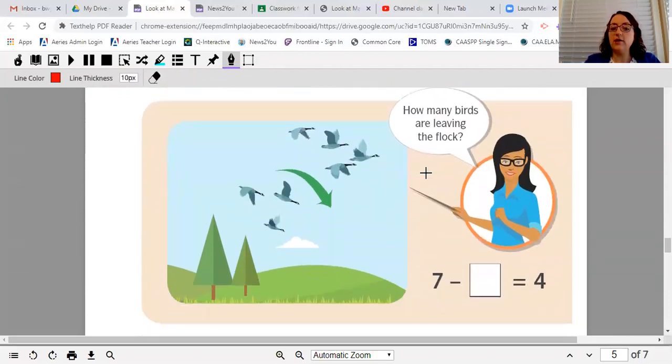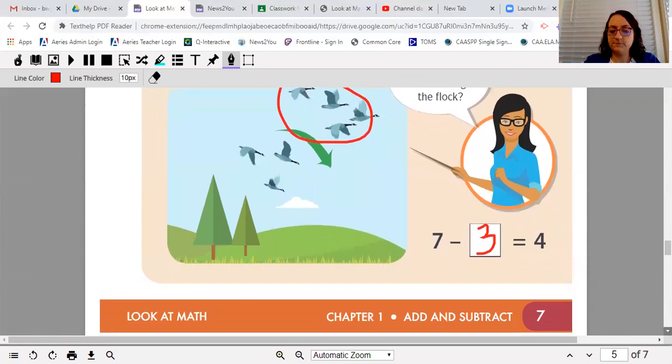So now we need to see how many birds are leaving the flock. Altogether we had 1, 2, 3, 4, 5, 6, 7. We see that at the end there are 4 left. So this group is of 4. If we have 4 left, how many are the ones that flew away? That's 1, 2, 3. So 7 minus 3 will equal 4.